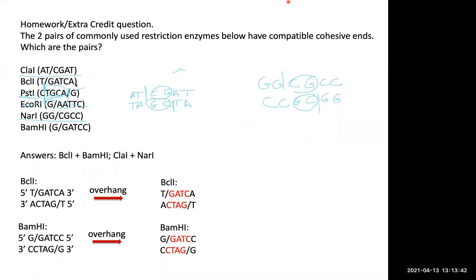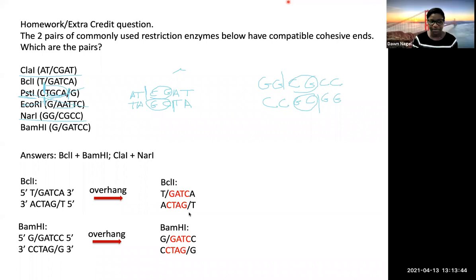Professor? If you went through all of these and you see which ones have the compatible ends, say you decide to do PstI next, this is the overhang for PstI. This doesn't match any of these other overhangs, so you have to eliminate.